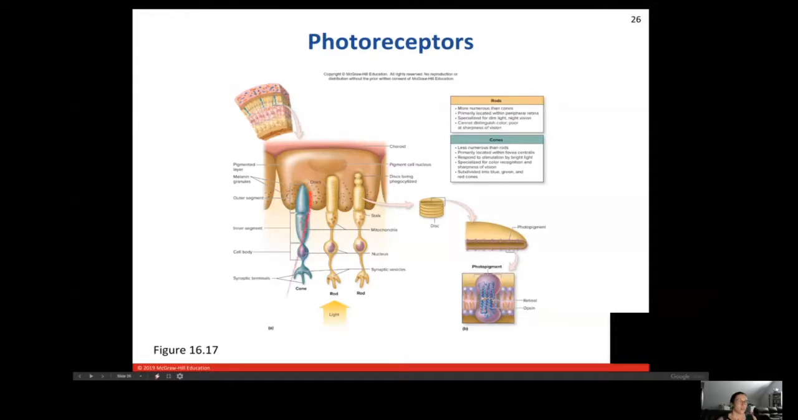So here are the cones, the blue one. They're cone-shaped. The rods here are going to be more rod-shaped. They're going to contain different types of pigments in their little discs. So here are the discs. These flat discs are made of normal cell membrane, and within the cell membrane, we have this photopigment. This photopigment is embedded in these discs, and this is where the actual light is going to be causing a change.